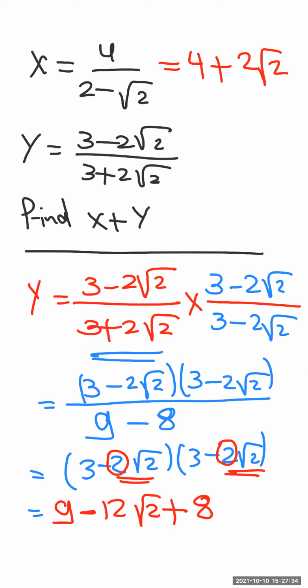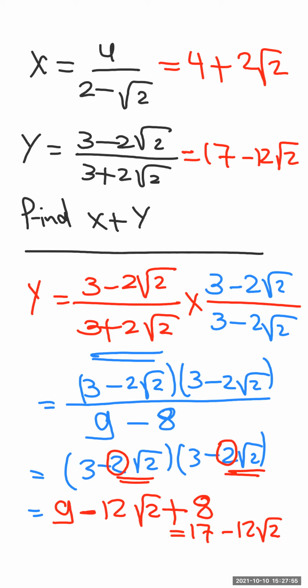So now y will equal 9 plus 8, 17, minus 12 square root of 2. So finally, here we got the value of y in the simplest form, 17 minus 12 square root of 2.